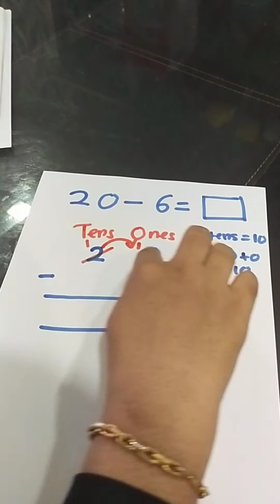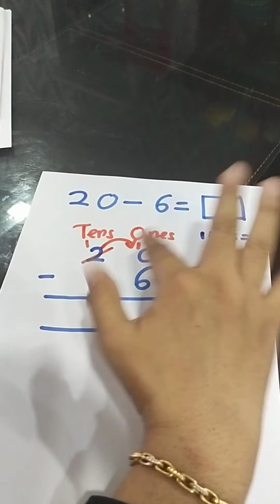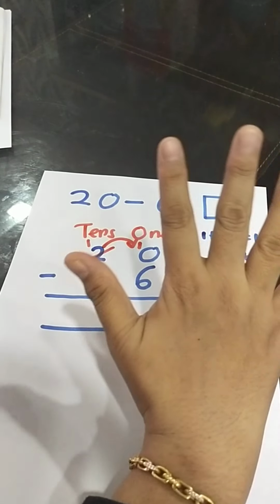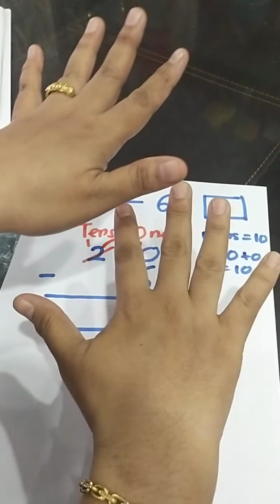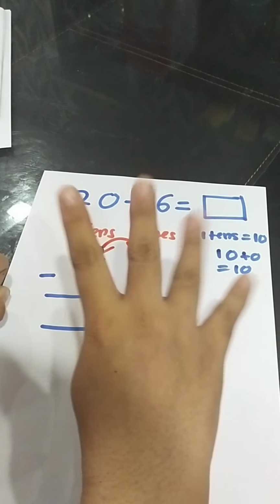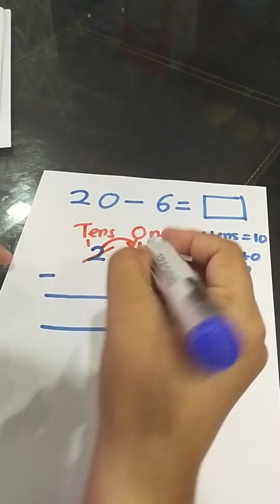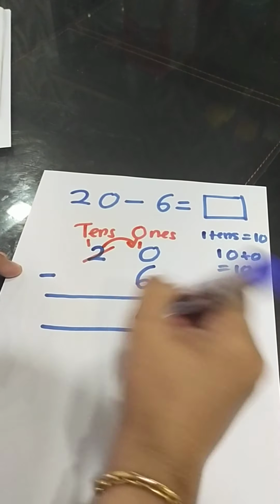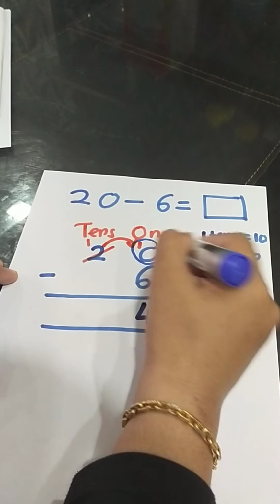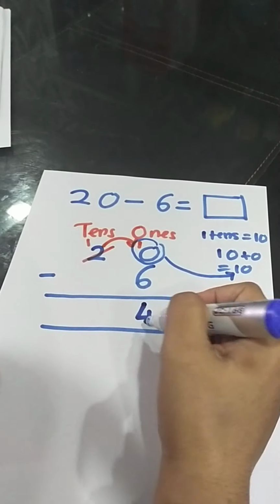Okay, so now it's already 10. 10 minus 6. Baru boleh minus. 10 minus 6. Okay, keluarkan jari awak. 10 minus 6. So how many left? Yes, 4. So you write here 4. Okay. Remember, this number is 10 actually. So 10 minus 6 is 4.